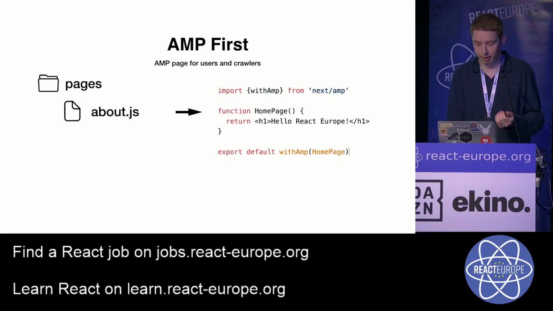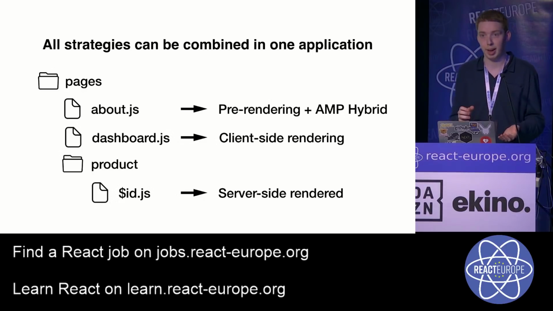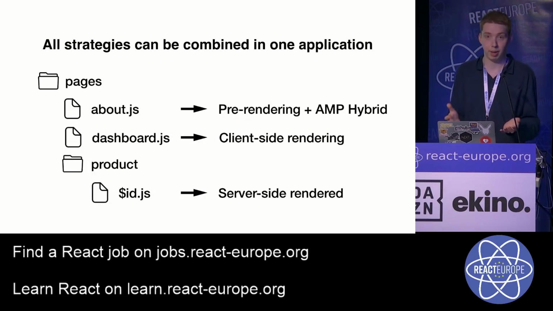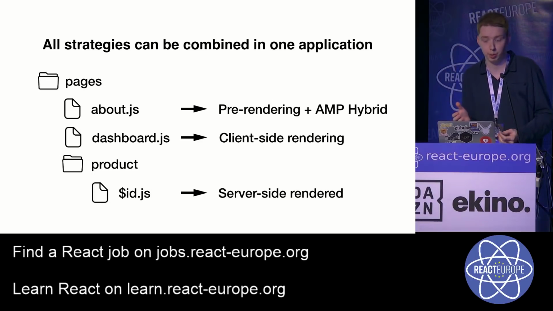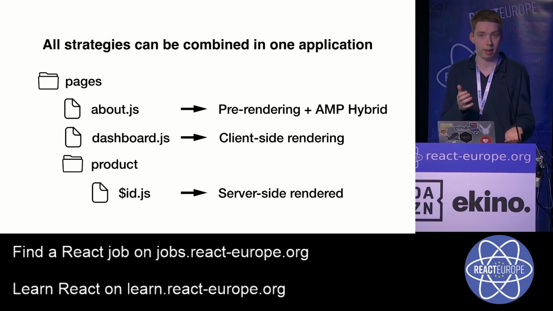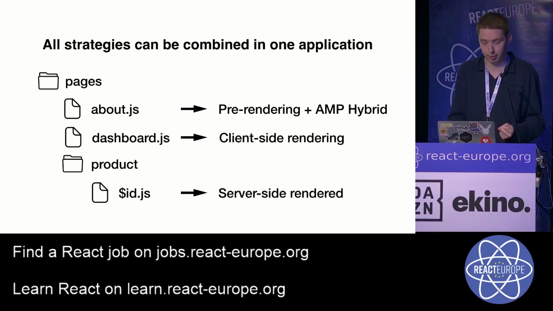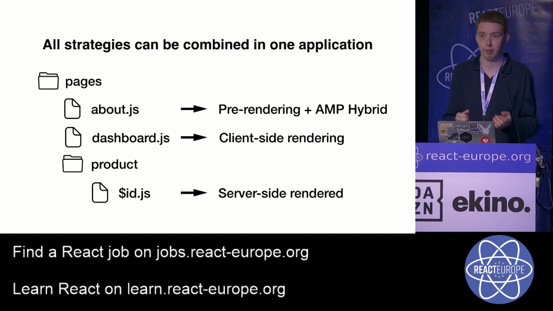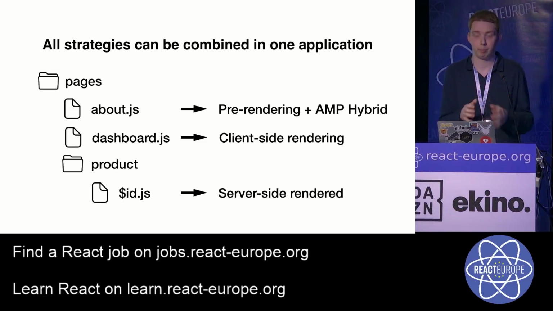And the interesting part here is that all strategies can be combined, meaning that you have one Next.js app that has, for example, an about.js page, which is pre-rendered, statically exported, and uses pre-rendering plus hybrid AMP. But then your dashboard is client-side rendered, and your product ID, which is a dynamically rendered route, has server-side rendering. So every page can be a different strategy, and this means that you can think of every page that you have as a different app, sort of like a micro front end even.